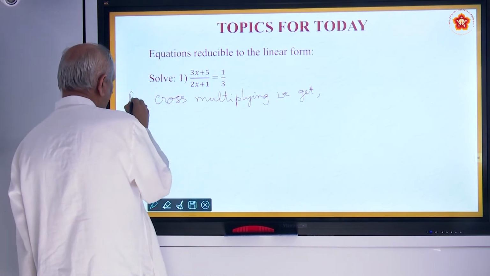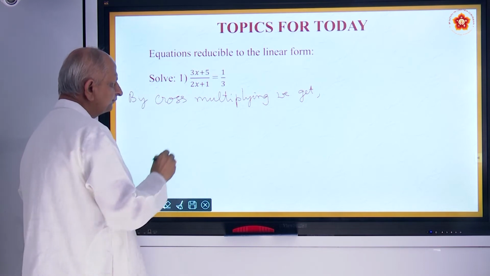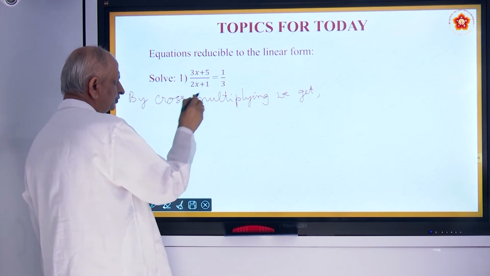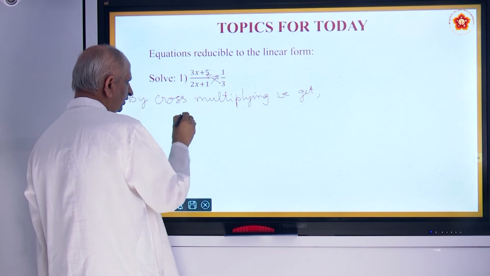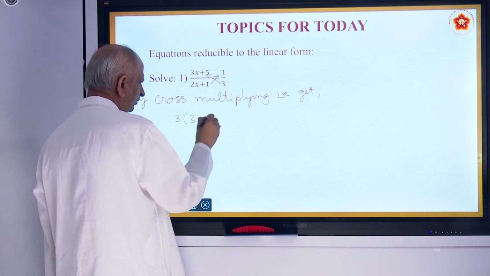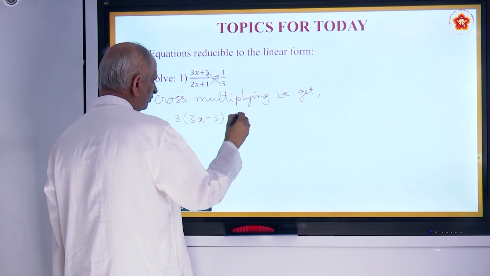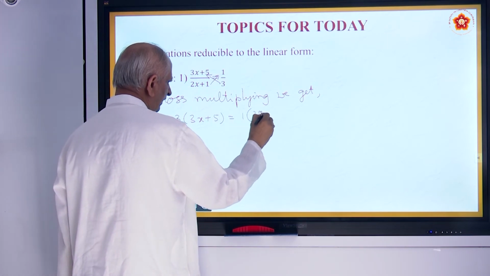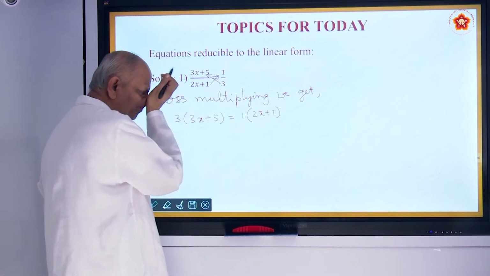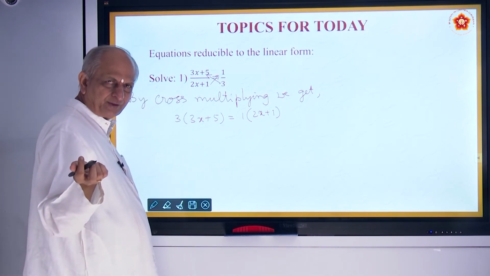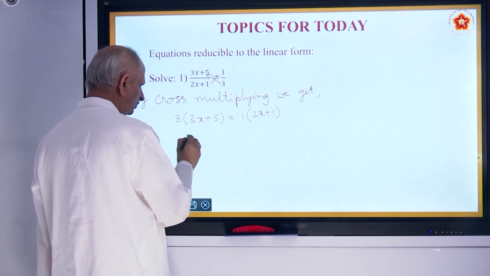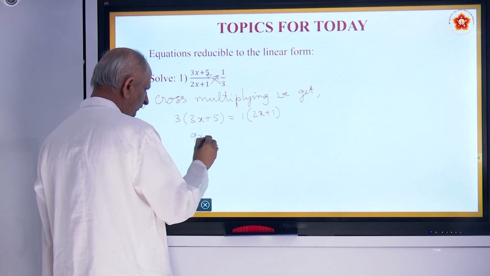So by cross multiplication we get, 3 into 3x plus 5 is equal to 1 into 2x plus 1. Anywhere you can write, left or right. Following? Okay. Note down. 3 3s are 9.